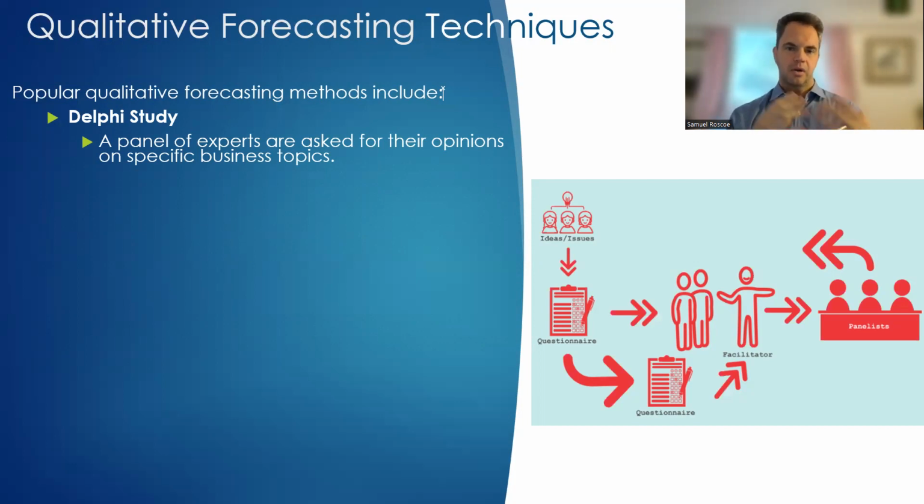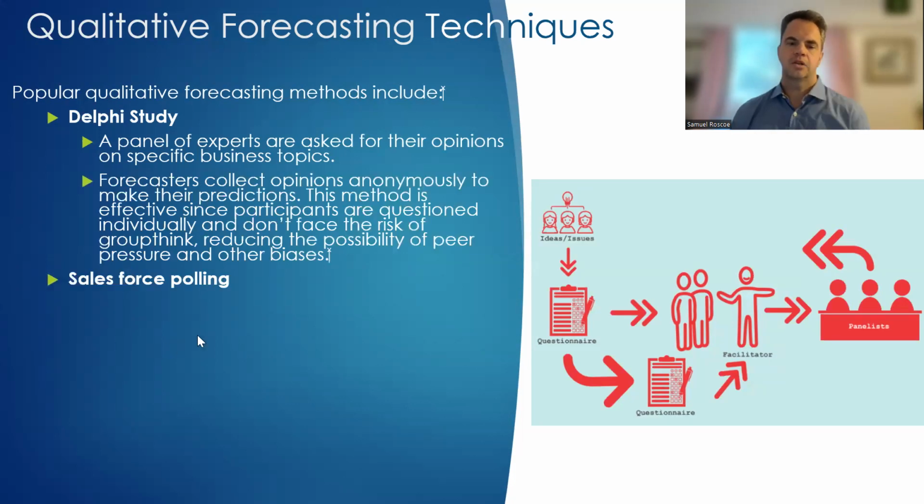and then what I do is I record that data and I do some qualitative data analysis on it. And that will give me some insights on where I think this particular industry is going or where this particular product is going, etc. Okay, so forecasters will collect their opinions anonymously to make their predictions. This method is effective since participants are questioned individually. In this particular instance, you might have either the panel of experts or I'm going with a questionnaire to each individual independently, and I'm gathering their future predictions.